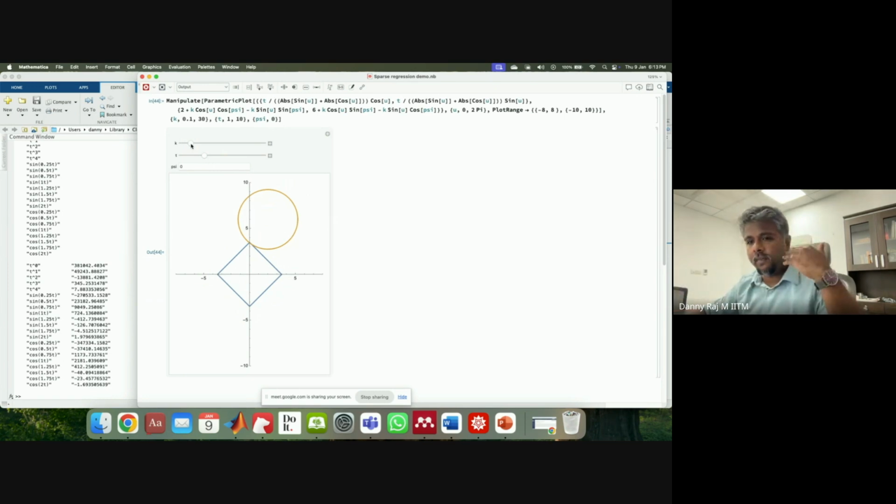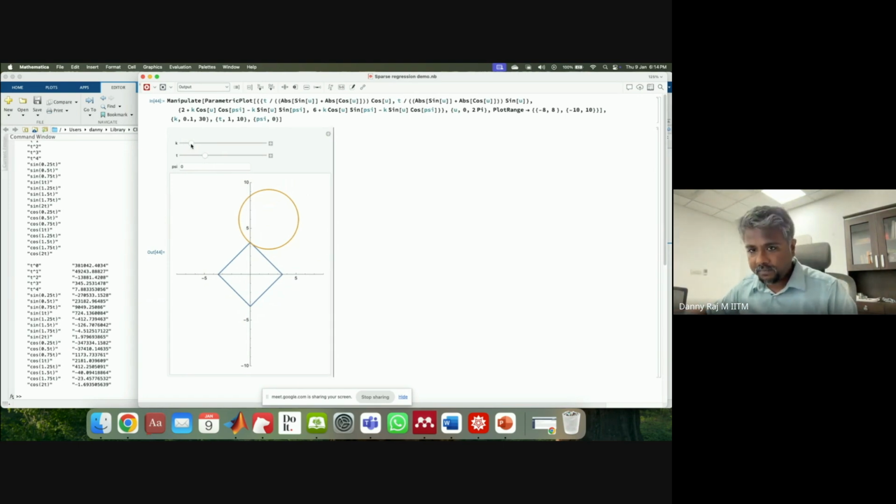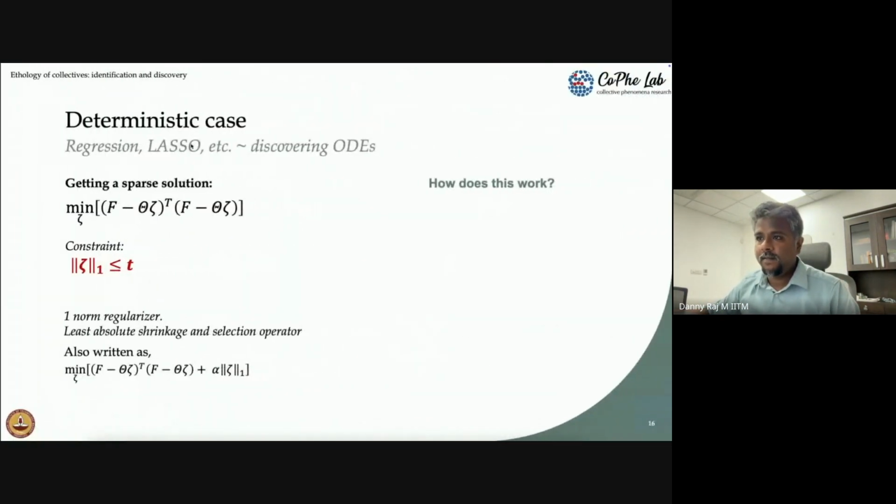So you can go back to, I'm going to give you the slides. You can go back to looking at this more deeply. But the point I want you to see is the minute you bring in this one norm regularizer into your optimization problem, it makes sure that you always get a sparse solution. All right.